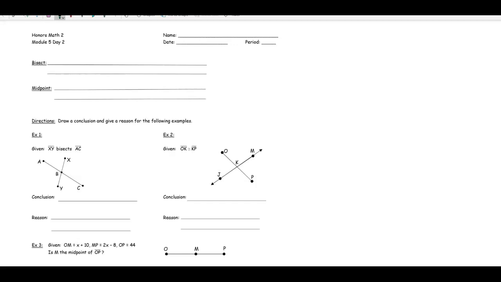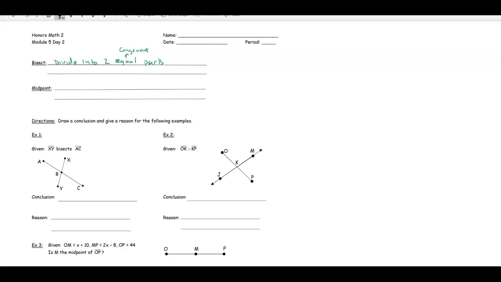So first off, in geometry, anytime we talk about bisect, what bisect means is to divide into two equal parts. Now in geometry, we say equal, but equal for us means at times also congruent.